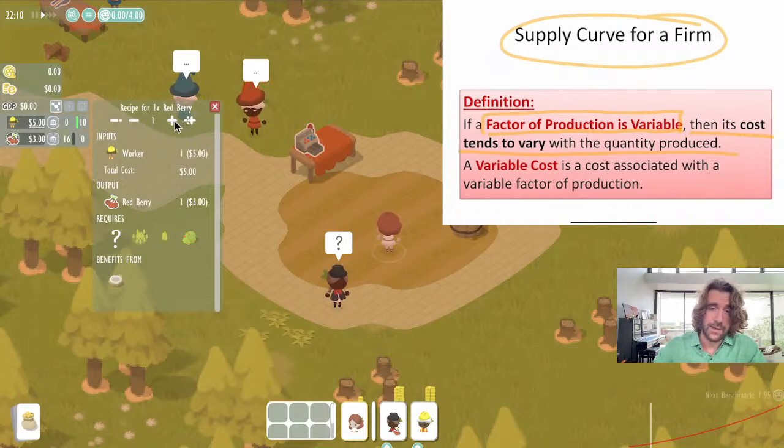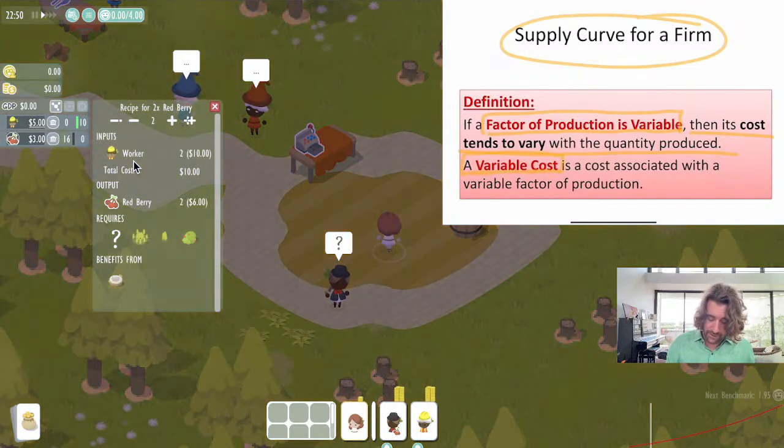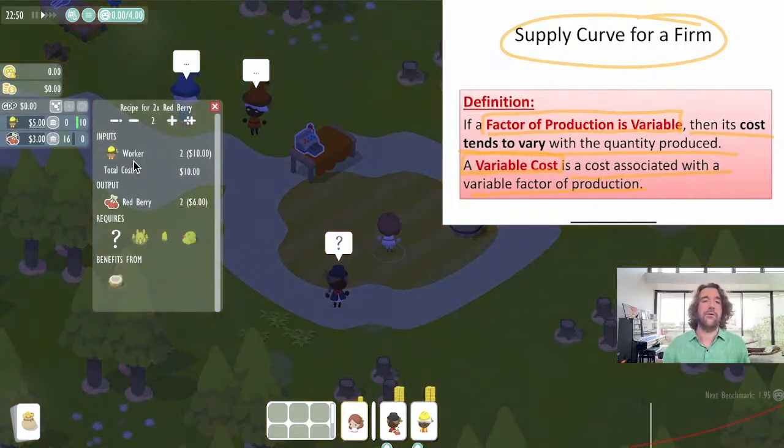If I want to produce 1 red berry, it's going to cost me 1 worker or $5. If I want to produce 2 red berries, it's going to cost me $10. So as I produce more, I have to pay more. So this is a variable factor of production. Labor, in this example, is a variable factor of production. And the cost of paying wages is called a variable cost, the cost associated with the variable factor of production.